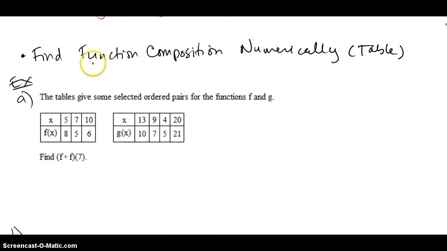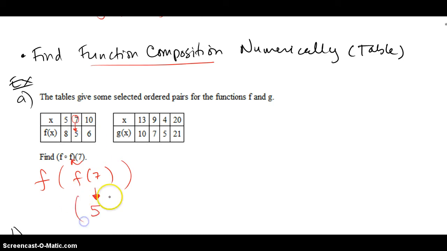Next thing we're going to look at is finding function compositions numerically by looking at a table. So it's the same idea. It says the table gives you some values for f and g, find f of f of 7. So I don't really care about the g function at all. I only focus on the f function based on what they're asking me. So I take f of 7, and then whatever that outputs, f comes and grabs it again. So f of 7 says the input or the x-coordinate is 7 in the f function. And that happens right here. What is the output? The output happens to be a 5.